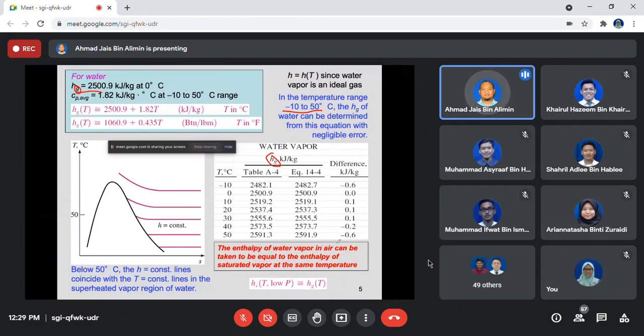So the enthalpy of water vapor in air can be taken to equal the enthalpy of saturated vapor at the same temperature. So you refer to the table and you look at the temperature, and then you find the column of g, the Hg. f is for liquid, g is for the vapor. So this is the enthalpy for the water vapor.